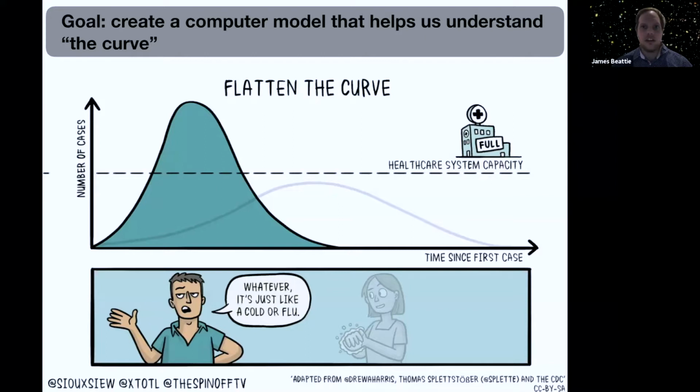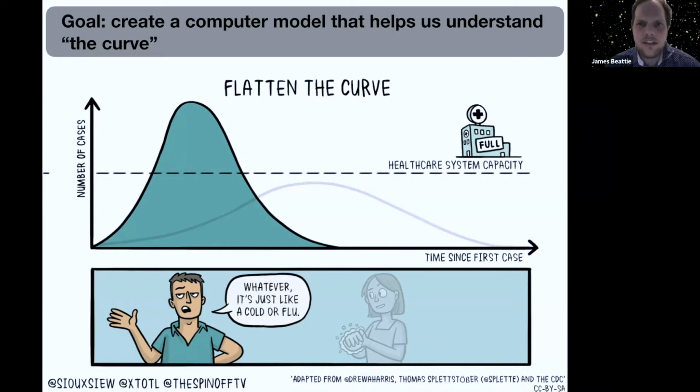So our goal here is to create a computer model that helps us understand what influences the curve. And what is the curve? Well, the curve is just the number of cases. So you can see on the y-axis of this plot, we have the number of cases. So that's the number of people with the virus. And on the x-axis, we see the time since the first case. So as the curve grows, as it goes up, it means more people have the virus since the first case.